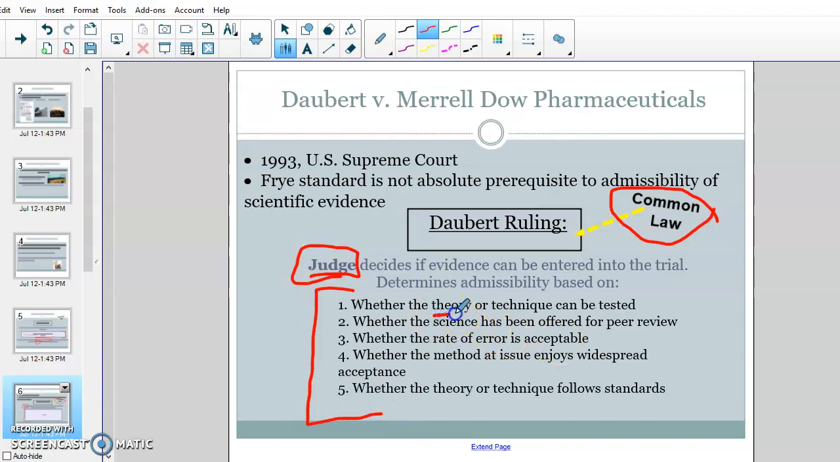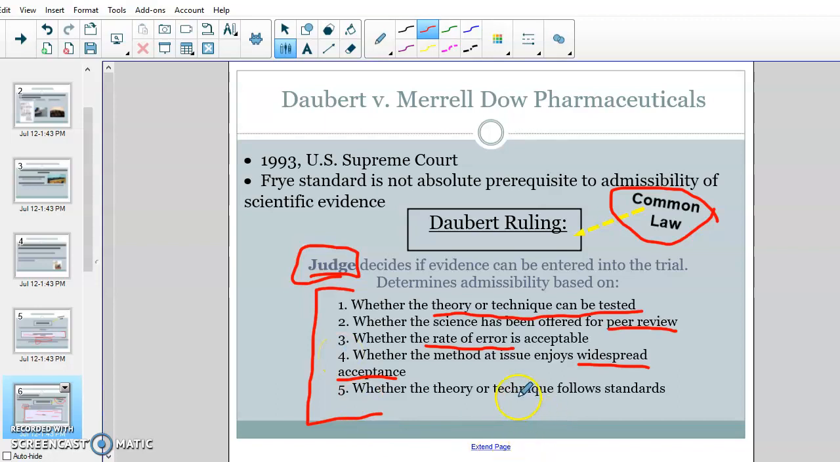Whether the theory or technique can be tested. Okay, so is it possible for it to be tested, like, say, by both the prosecution and defense? Whether the science that you're being offered has been up for peer review. So has it been peer reviewed by other scientists? Does it have an acceptable rate of error? Does the method have widespread acceptance? So it did take the widespread acceptance and put it in here, but it also included these so that wasn't the only thing that they were going by.